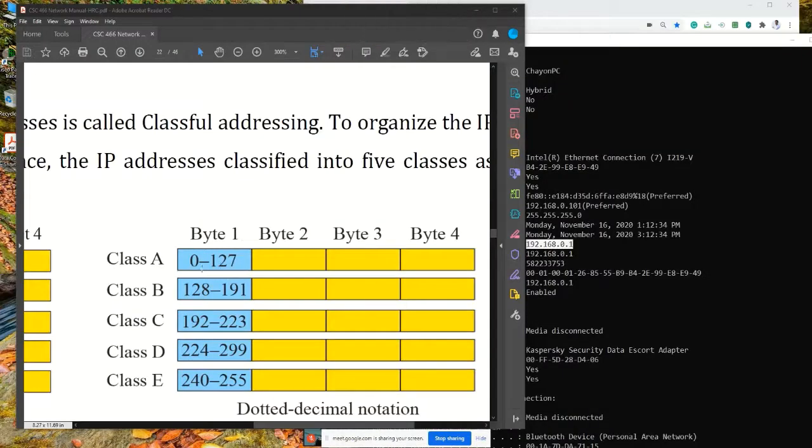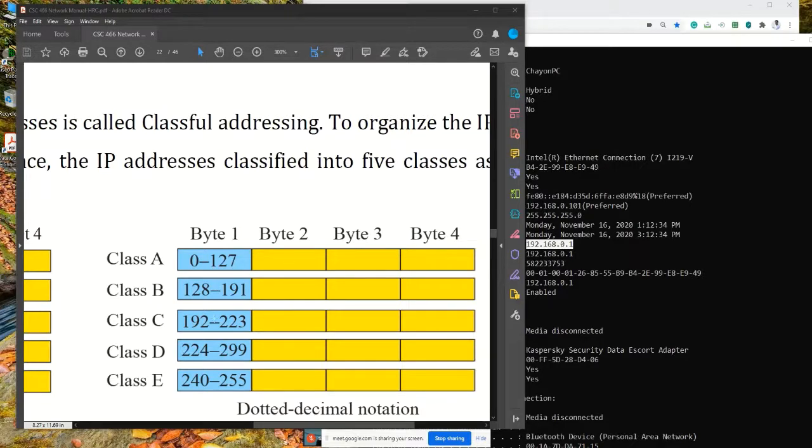Either it's class A, B, C, D, or E, based on the decimal number of the first octet. That means if the first number is 0 to 127, that will be class A. For example, 127.255.255.1 is obviously a class A address. The last address of class A is 127.255.255.255.